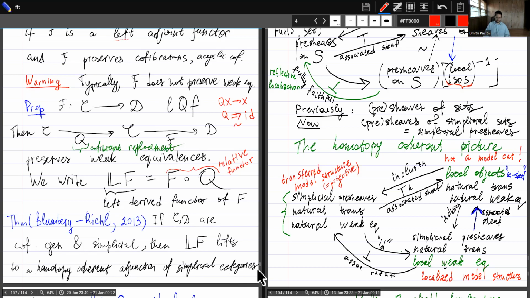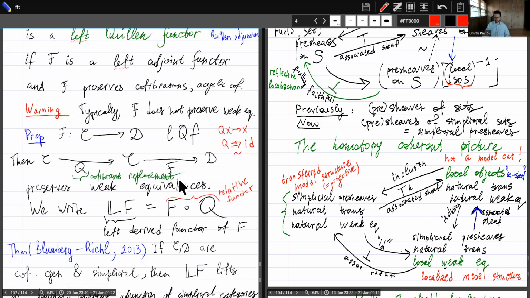More precisely, any left Quillen functor will restrict to a simplicial functor between bifibrant objects, and this restriction will be weakly equivalent to the original functor F, and it will fit into a homotopy coherent adjunction of simplicial categories. So in that respect, this construction here is a fully homotopy coherent construction. And why do I need to say this?